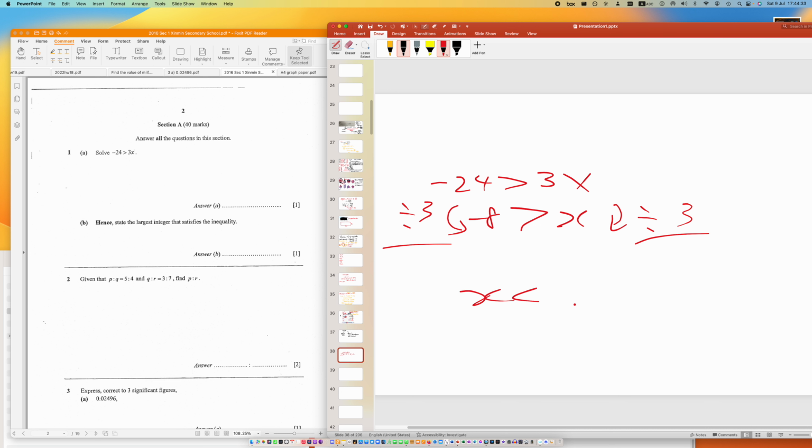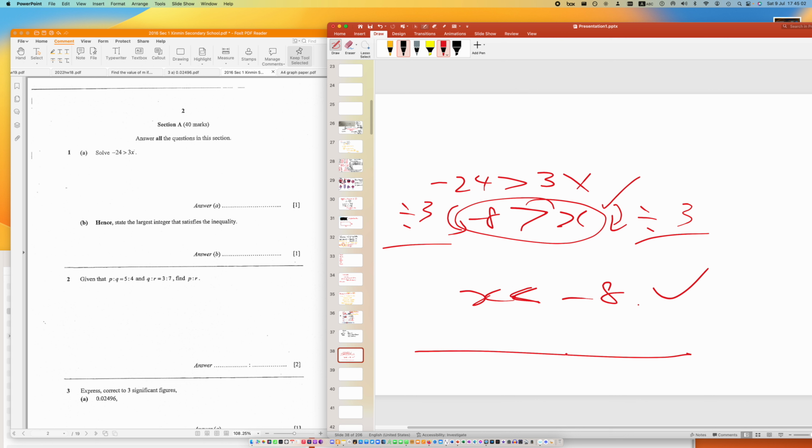So x is actually smaller than negative 8. The x is actually the smaller side. So what do they ask? Hence state the largest integer that satisfies it. So you use the number line to explain it. Do you agree the answer is this? I got the same answer. I agree.